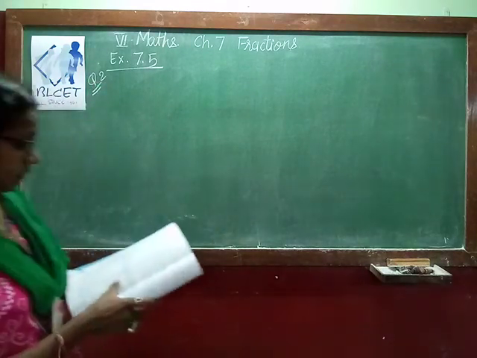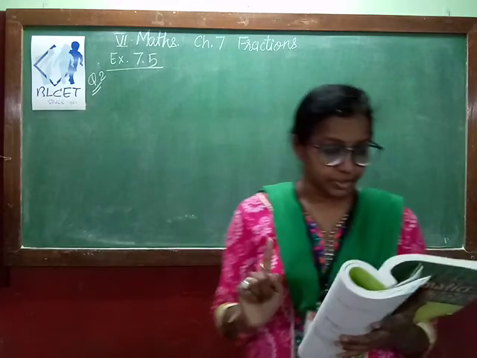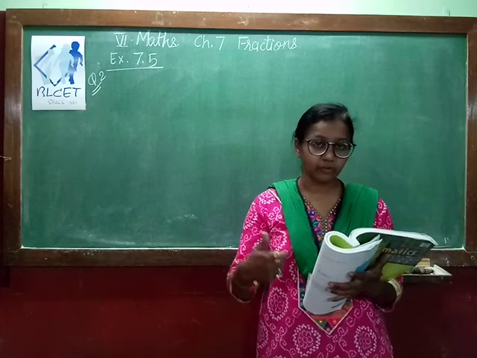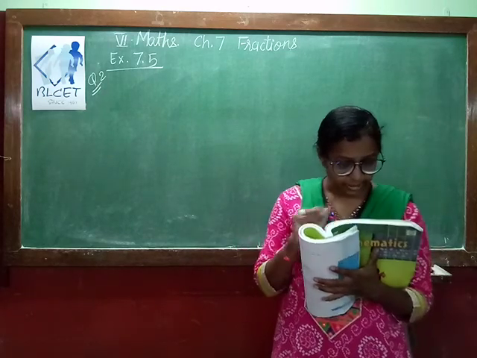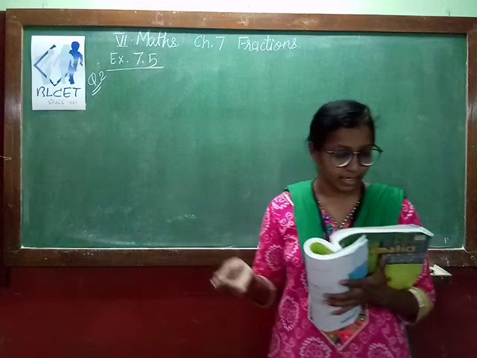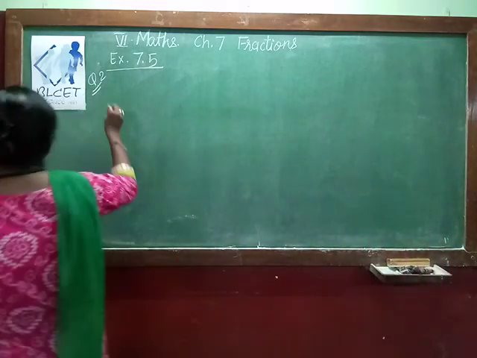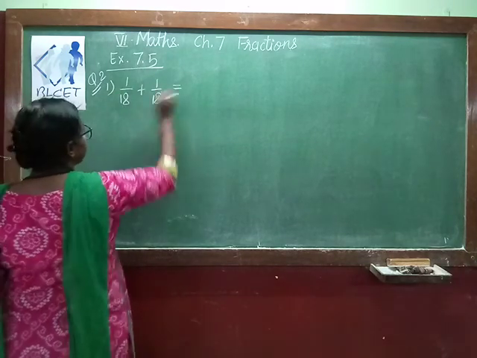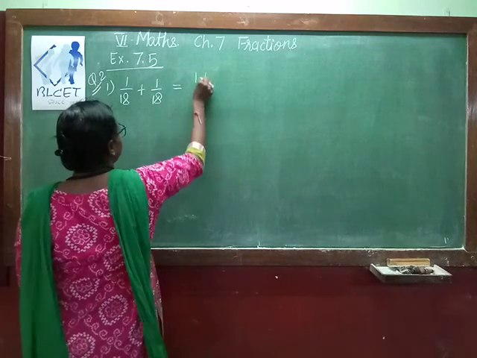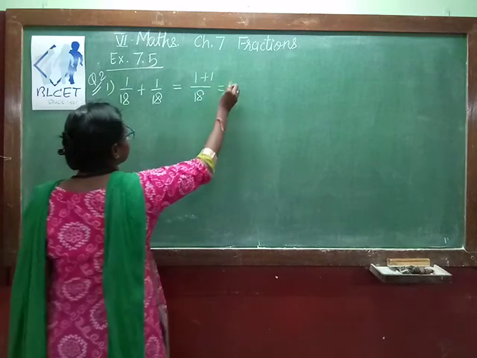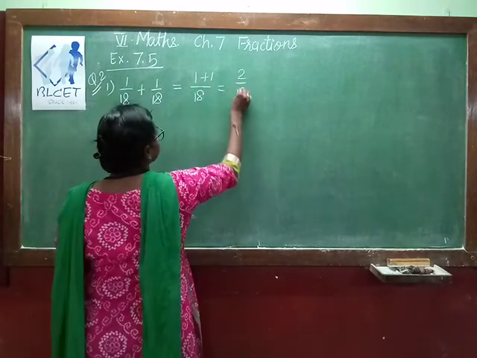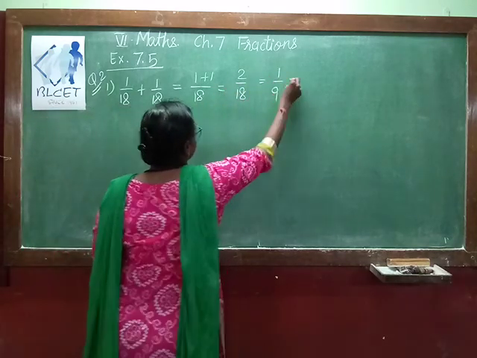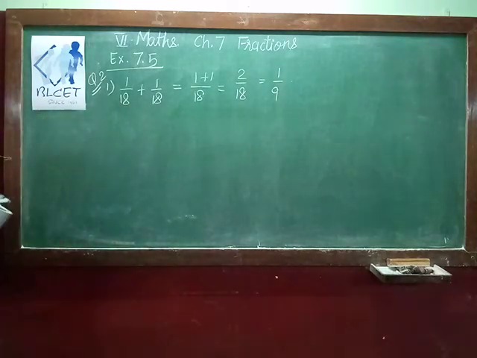In question number 2, all the questions I will not solve. Whatever is important or whatever is a little bit tough, that only I will solve. So you see the first question, 1 by 18 plus 1 by 18. So here denominators are same, means both the fractions are like fractions. So what do we have to do? Addition of numerators. So this is 1 plus 1 divided by 18. Now we know that we can reduce this to 1 by 9. So this way we can solve the first question.